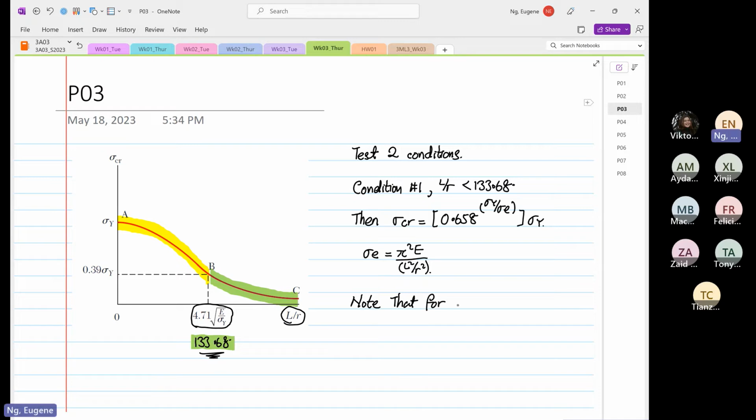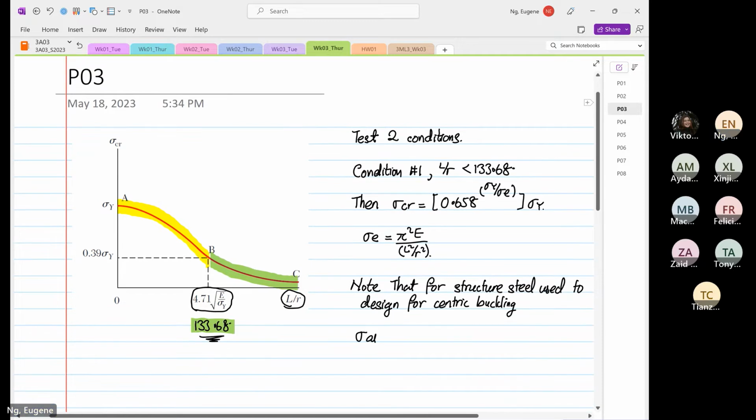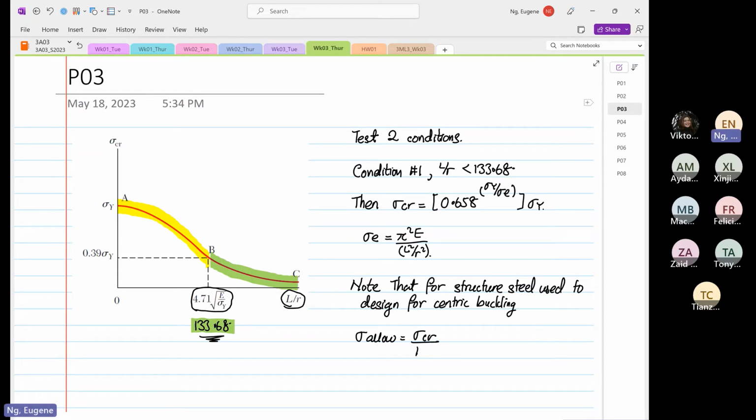And the next important thing is note that for structural steel, used to design for centric buckling, the stress allowable will be equal to the critical stress divided by 1.67. Okay, we know that.